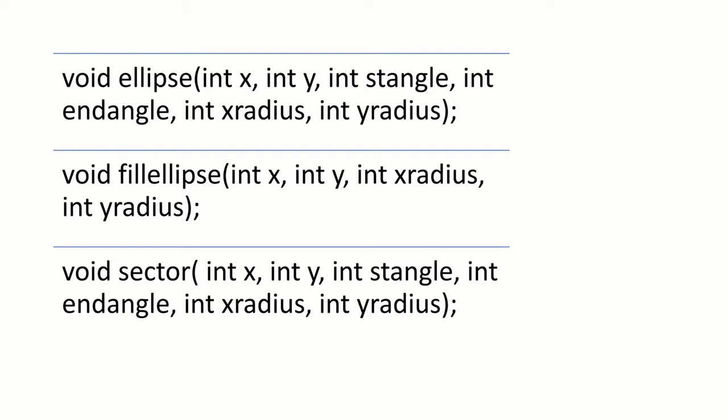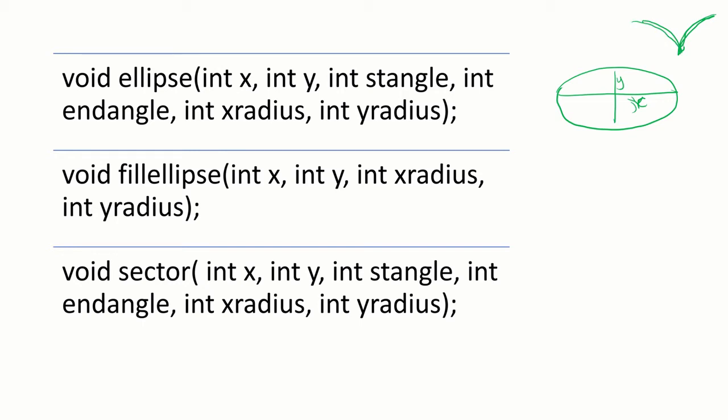The next one is ellipse. An ellipse is an elongated circle with two radii, an x radius and a y radius. Here we also mention the start angle and end angle. As I said, if you want to generate a part of an ellipse, you can do it. Say we want to draw a bird: you can mention two arcs like this, one part of an ellipse and the other part of the ellipse. Like this you can generate it.